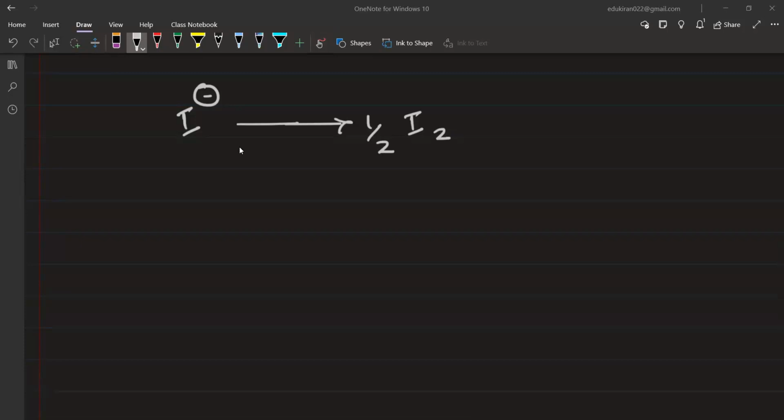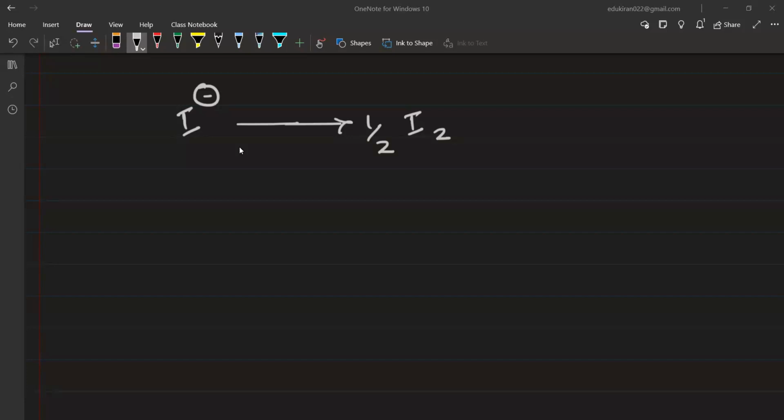Okay. Now, can you tell me a bit about when we write this type of reaction, about the amount, like what is the meaning of I negative? There is one ion or is it something else? Do we say it like this, that one ion of I negative gives you half I2? How many of you think that we should say like that? One ion of I negative is going to give me half molecule of I2. Please raise your hand.